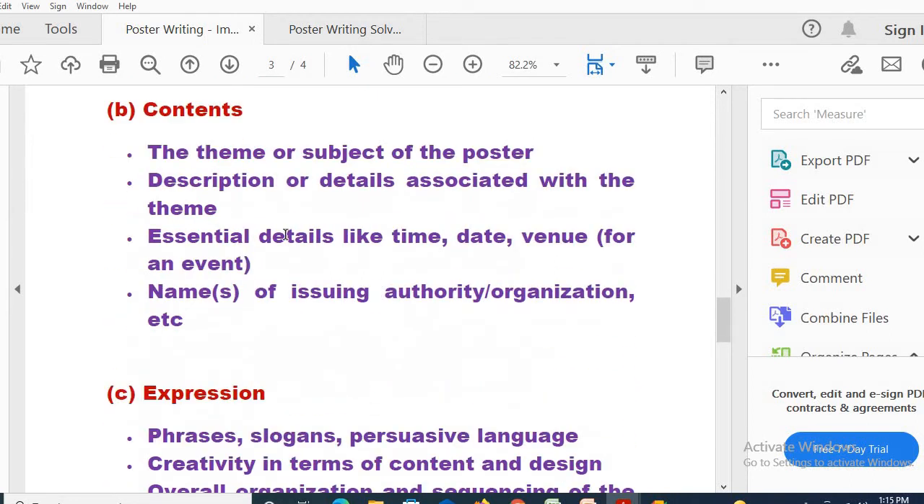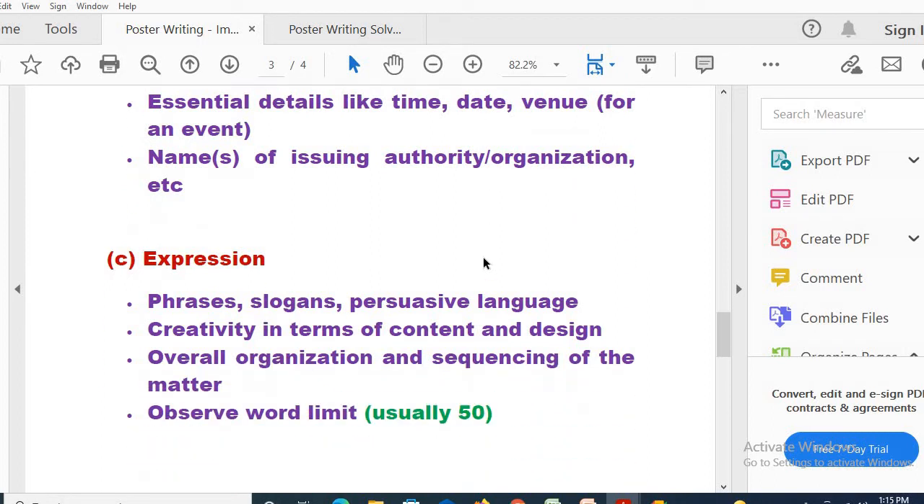Now, contents. The theme or subject of the poster has to be mentioned properly. Description or details associated with the theme must be highlighted. Time, date, place and venue for an event have to be given properly. The name of the issuing authority or organization has to be mentioned. Many students don't mention it. They close the box after mentioning other things properly, but they don't mention the name of the issuing authority.